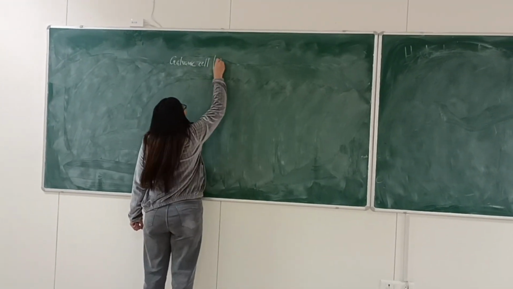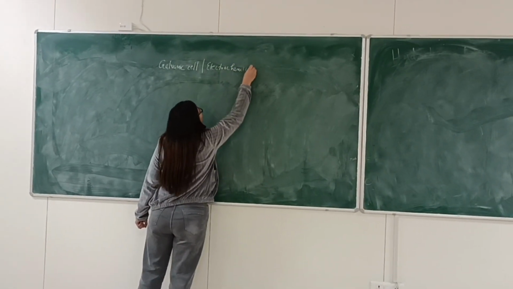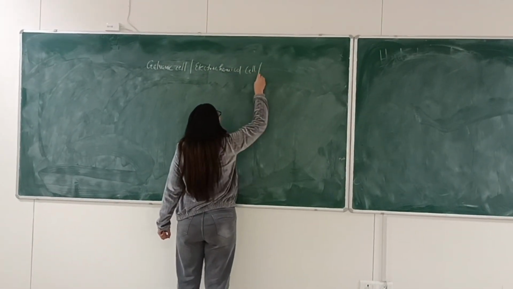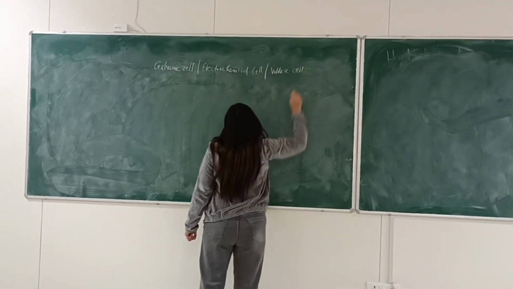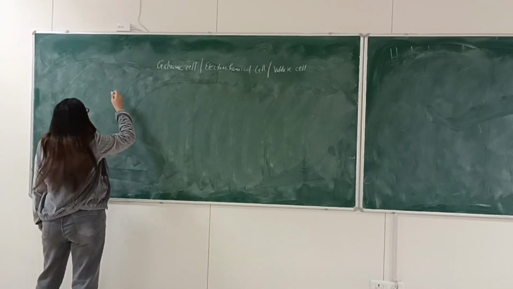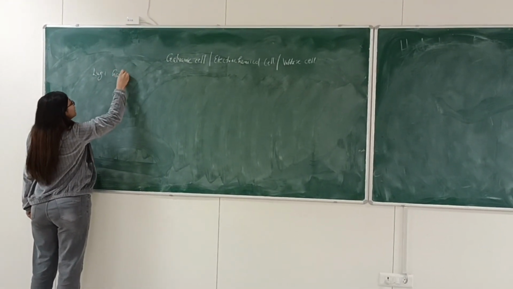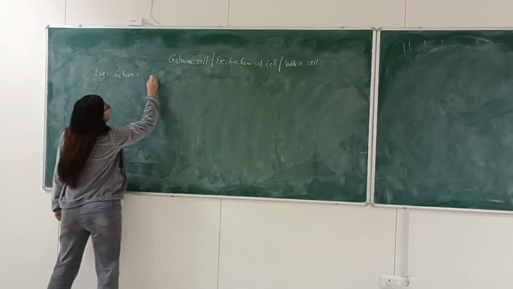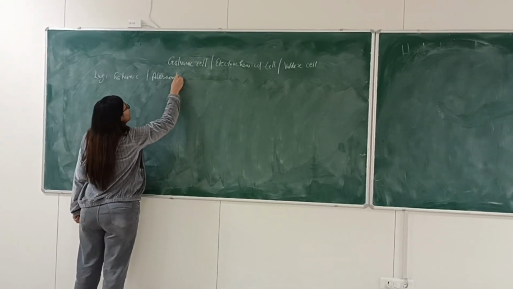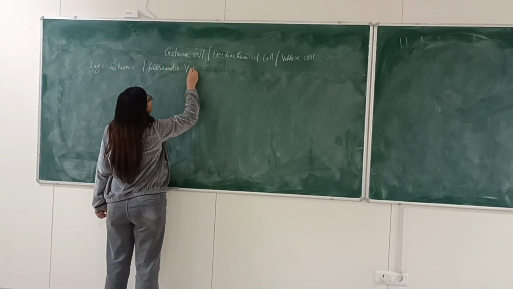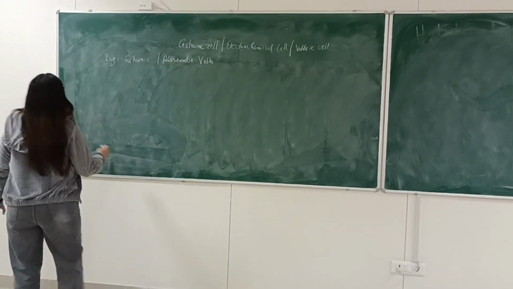Today we will talk about the topic galvanic cell. It's also called the electrochemical cell or the voltaic cell. It was discovered by Luigi Galvani and Alessandro Volta. That is why its name is galvanic cell or the voltaic cell.